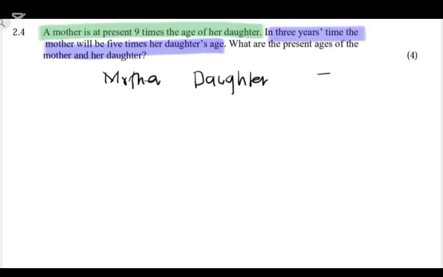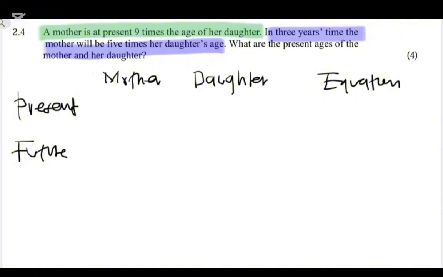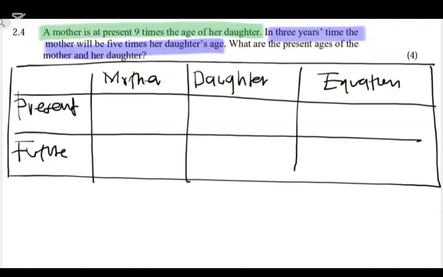And then I also have to create an equation for both of these, and then we have a present moment, and we also have a future, which is future there. So let me just make this table. If you use this table, guys, it's going to make sense a lot what is going to happen here.